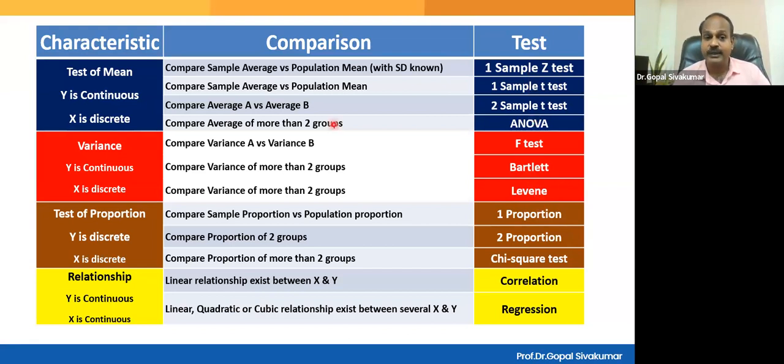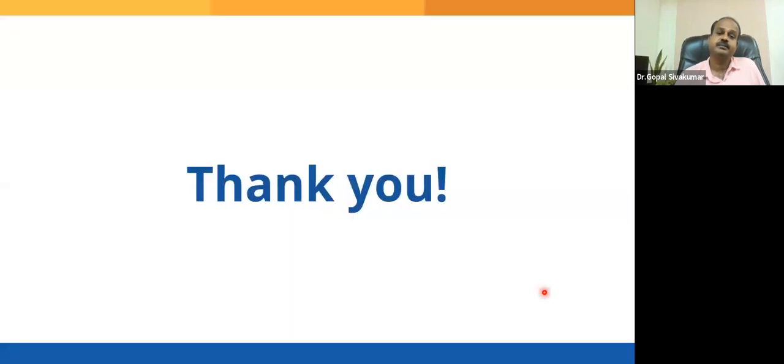Similarly, you can compare variances. If you compare two variances, it is the F test. If you compare more than two variances, there are two options, Bartlett and Levene, any one you can use. Similarly, you can study the relationship between X and Y. If you study the relationship between a single X and Y, it is known as correlation. If you study the relationship between a Y variable and multiple X factors, then it is regression. That's all. So tomorrow we will learn all this stuff.